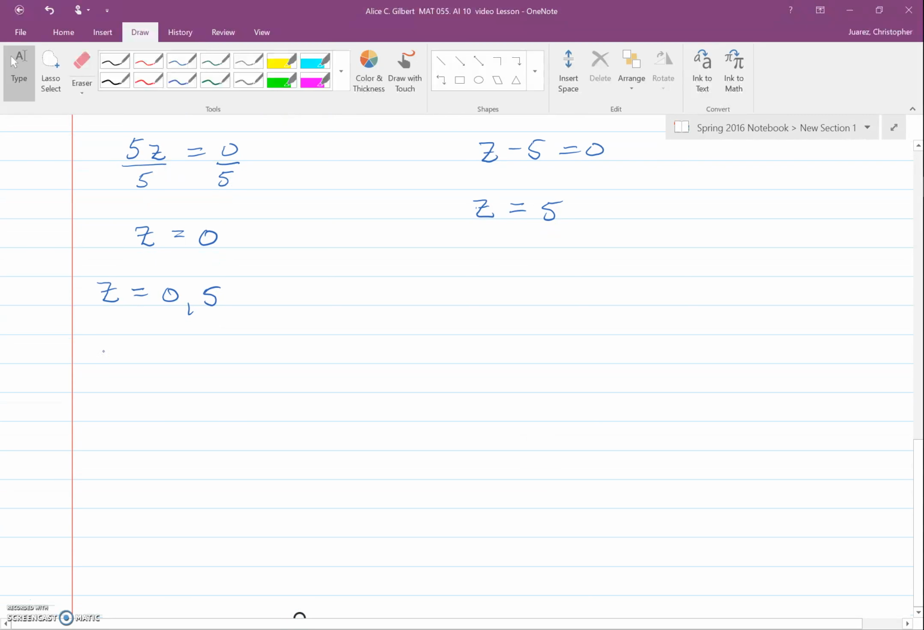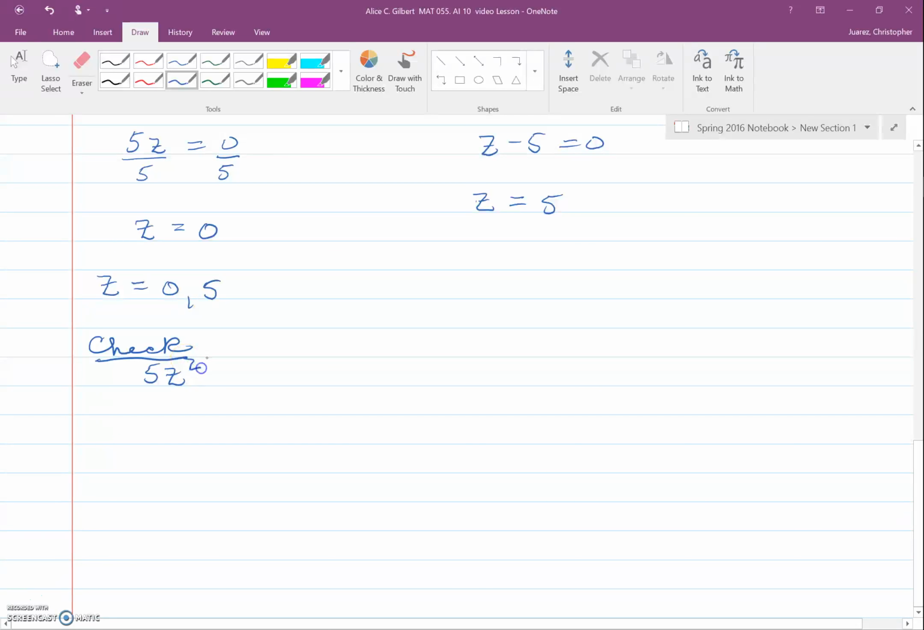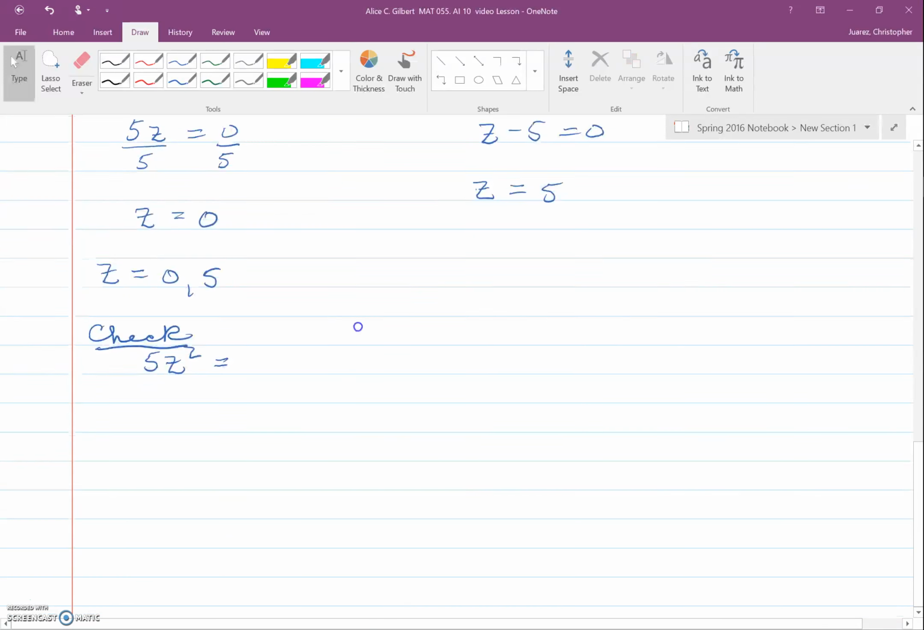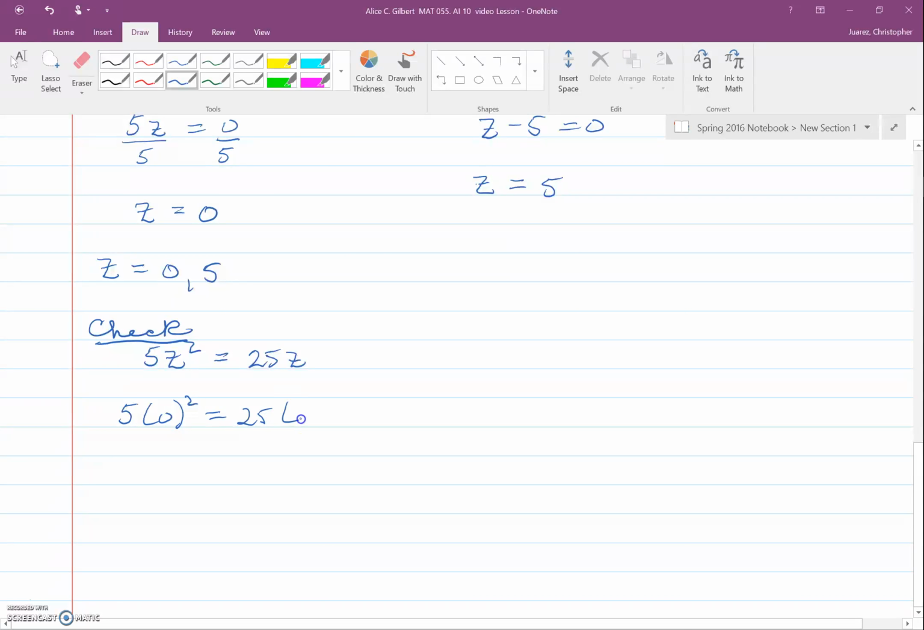Let's just check this one. I am going to rewrite the problem again so we can see it: 5z squared equals 25z. So I'm going to check 0 first. 5 times 0 squared equals 25 times 0. Well, 0 squared is 0, and 5 times 0 is 0. And 25 times 0 is 0. And does 0 equal 0? Well, it does. That's true. That means that 0 is a true answer.